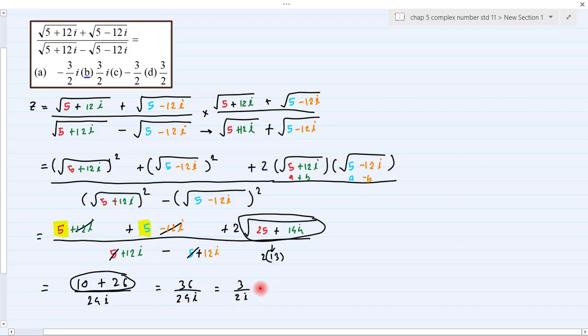But as we know, 1 upon i is nothing but minus i. So your final answer is minus 3i by 2, which is given in option A. Ta-da!